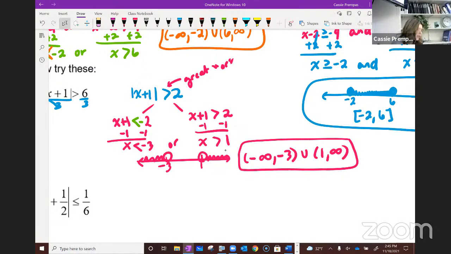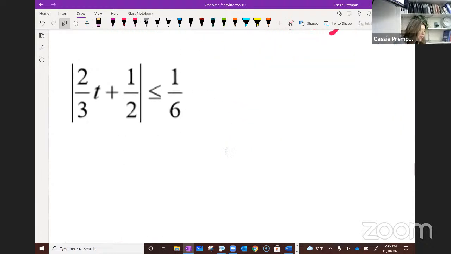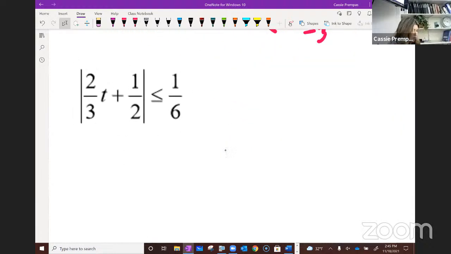All right, let's try the next one. The next one, the absolute value is already by itself. So how do you undo an absolute value? We can't until we undo the absolute value, which is a really good thing to be aware of. You need to undo the absolute value, then you can start working with it. So how do I undo the absolute value?